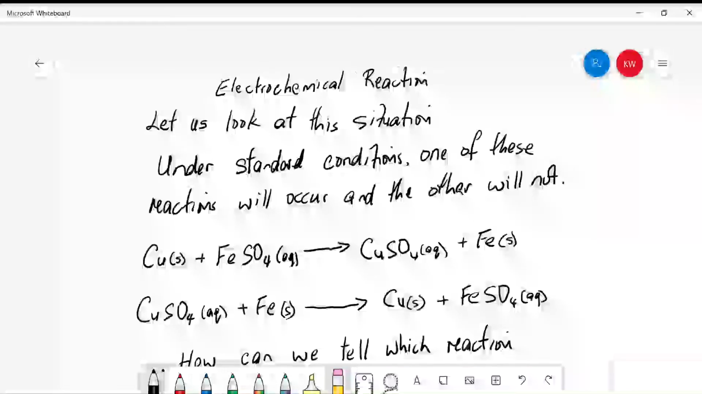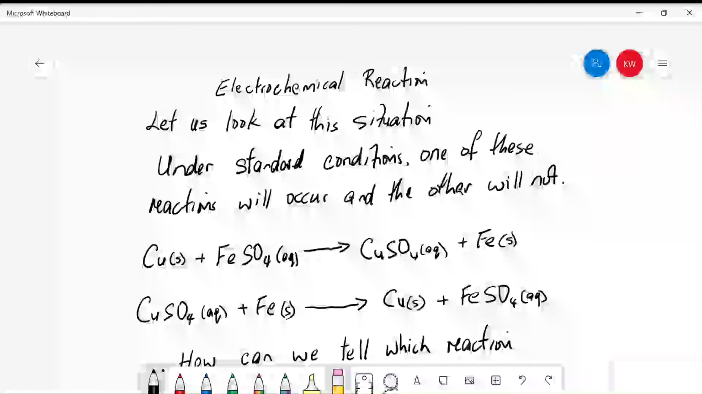Okay, so let's look at electrochemical reactions. So here we have a situation. Under standard condition, one of these reactions will occur and the other will not. So we have two equations. We have copper existing as a solid reacting with iron sulfate, aqueous, to produce copper sulfate, aqueous, and iron solid.